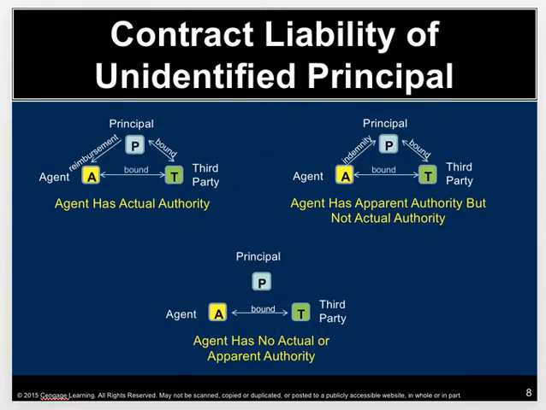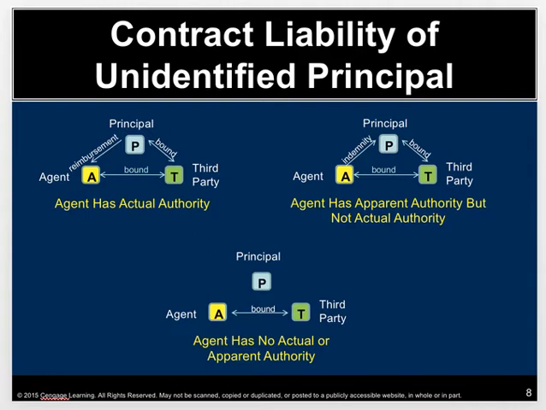We have another slide here that discusses the contract liability of an unidentified principal. So again, this is the situation where the third party knows that they're dealing with an agent, but they don't know the identity of the principal.